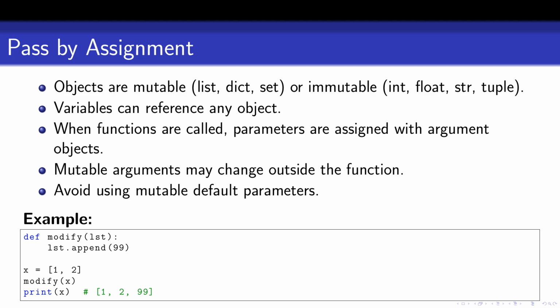This behavior is critical to understand because it impacts how data flows through your code and whether changes persist after a function call. One important rule is to avoid using mutable types as default parameters, since they can retain changes across multiple function calls, leading to unexpected behavior. Knowing how assignment and mutability interact helps prevent bugs and ensures your functions behave consistently.